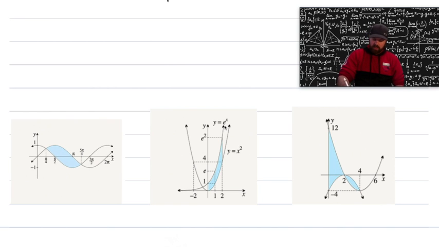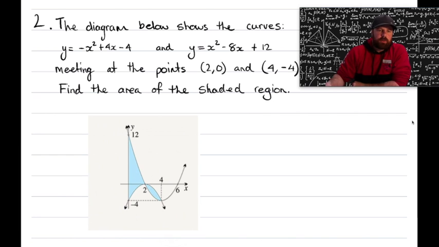The things we need to be careful of, though, are examples like this one here, where at this point the top and the bottom curve switch. So we need to be aware of that. Okay, moving on. Example 2 here.